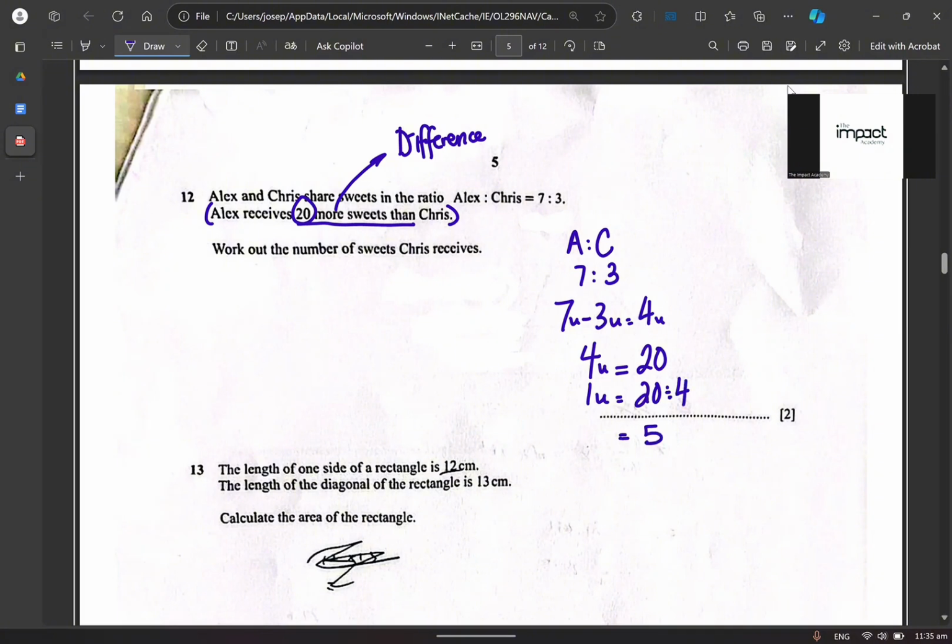Agree or not? Work out the number of sweets Chris receives. So 5 times 3. Very good. Why? Because Chris is 3 units, right? Agree or disagree? All right, that gets me to an answer of 15.